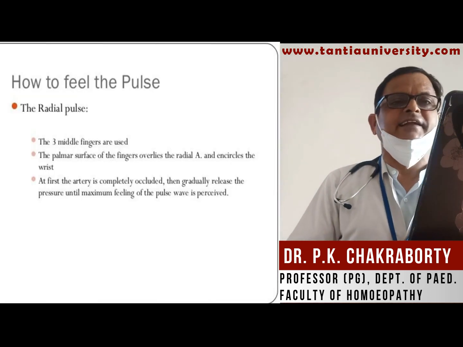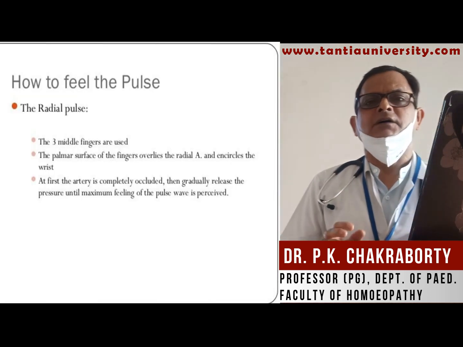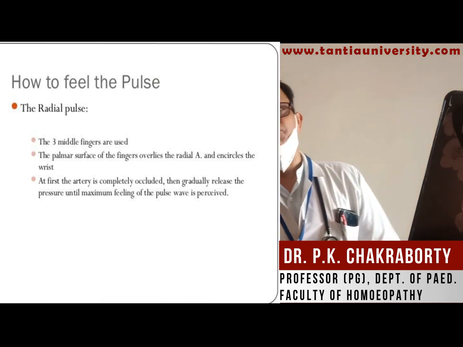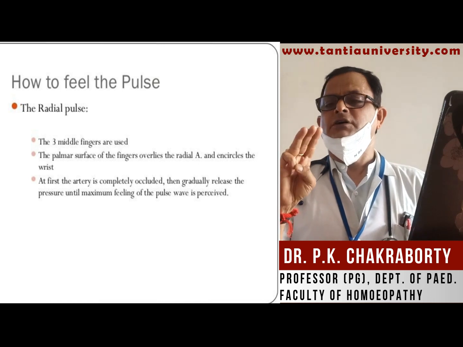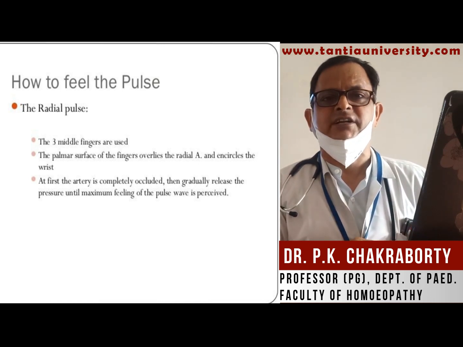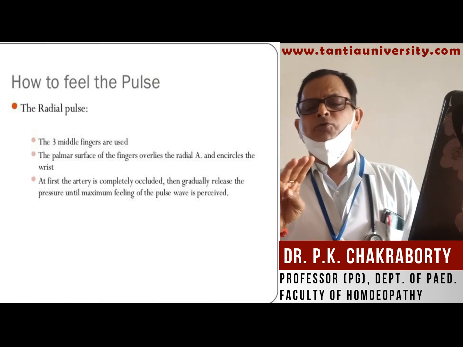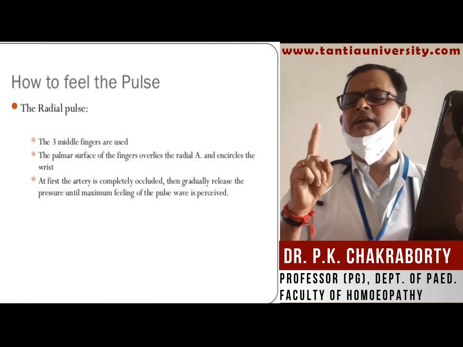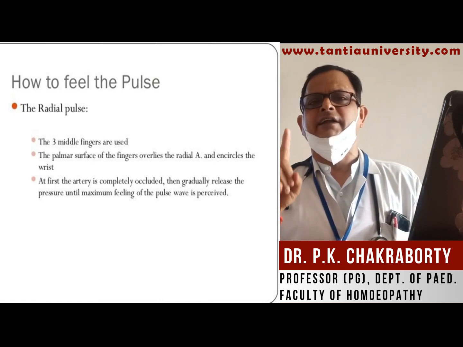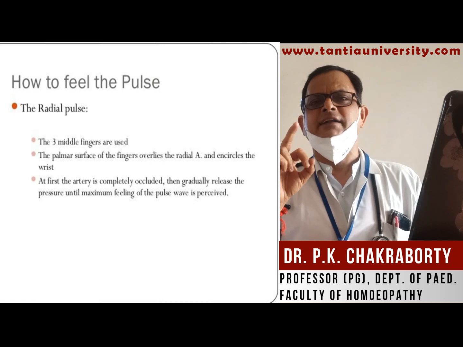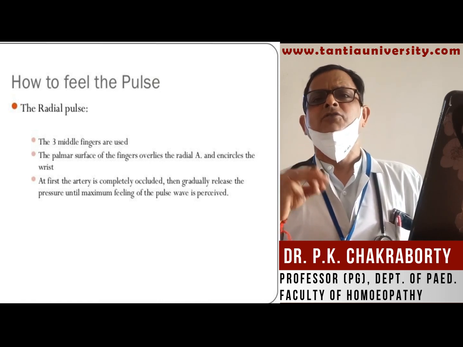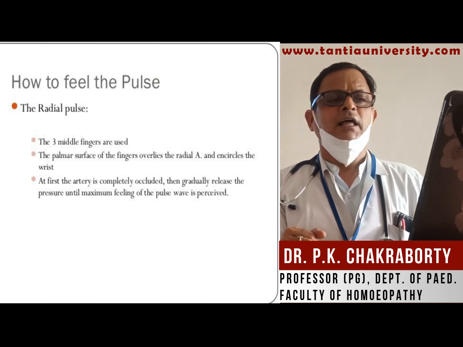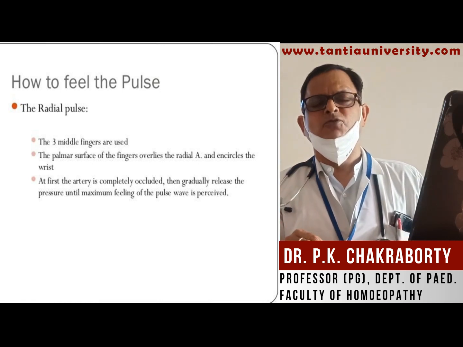How to feel the pulse? For the radial pulse, some cardinal rules are there. We have to use the middle three fingers to measure the radial pulse. One is the proximal finger, proximal to the heart, this is called the index finger. The middle finger is in the middle, and the ring finger is distal to the heart. Each has a different purpose in feeling the pulse.